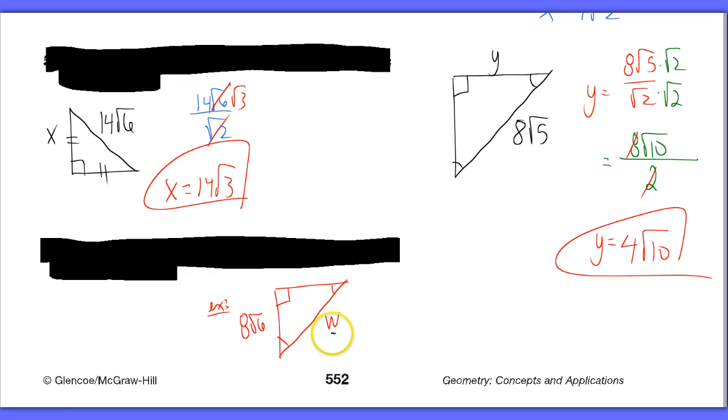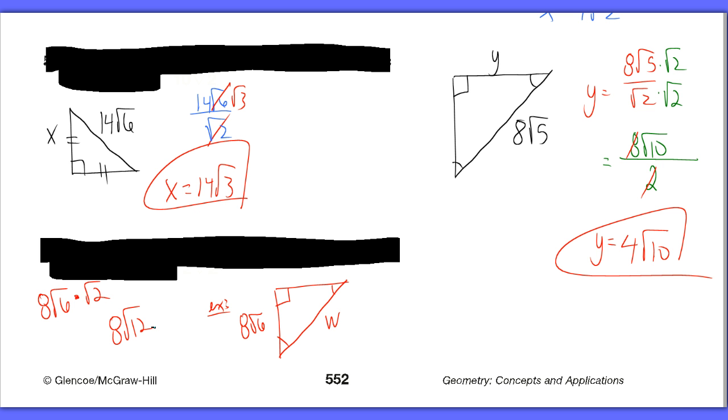We're trying to get to hypotenuse, so we're going to get bigger. We're going to multiply that by root 2. So take 8 root 6, multiply it by root 2, and that will give us w. That would come out to 8 square root of 12, which is an answer, but it's not the answer because it's not completely simplified. I don't have to worry about fractions this time.